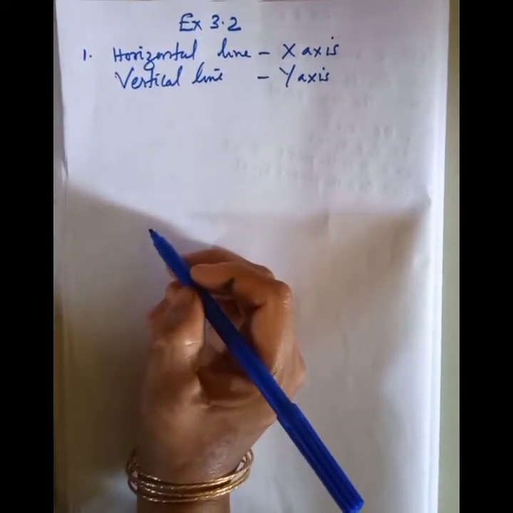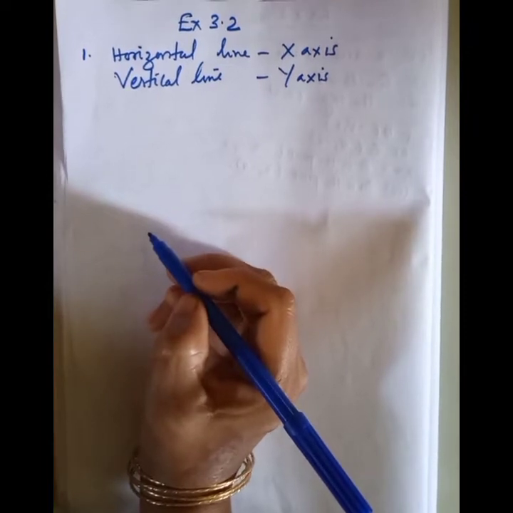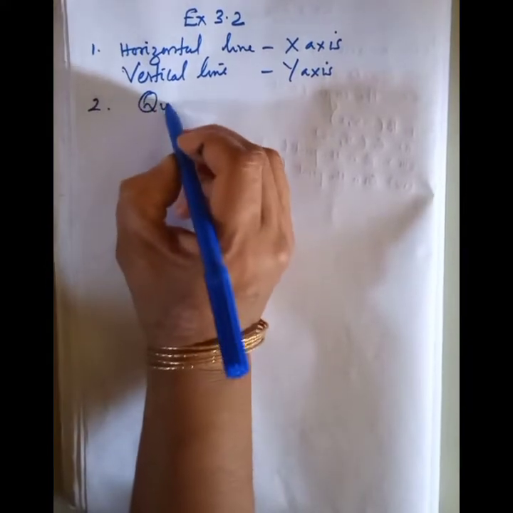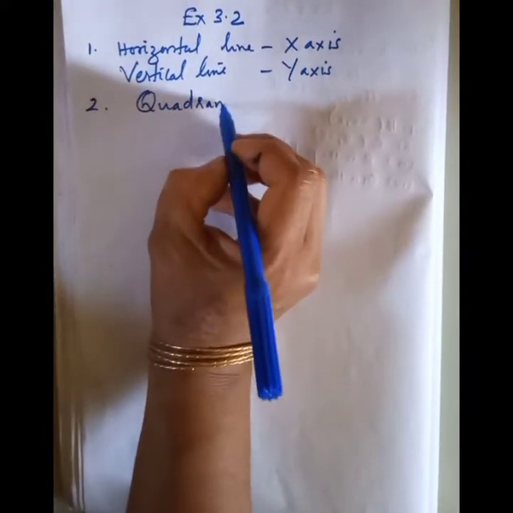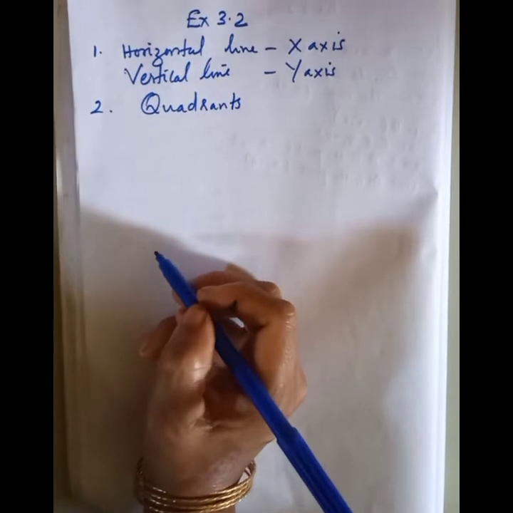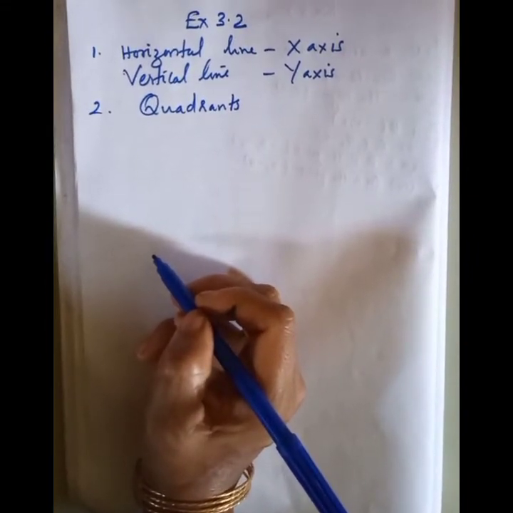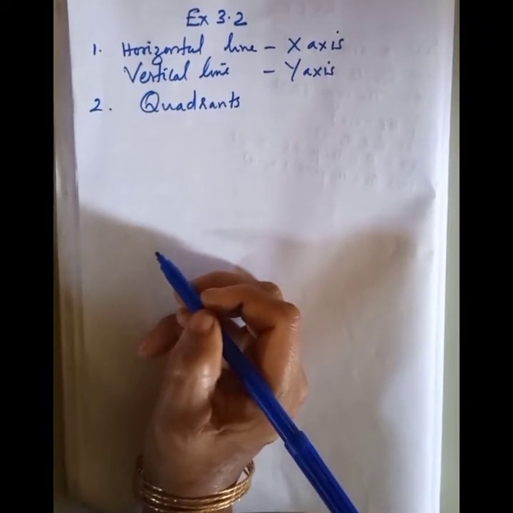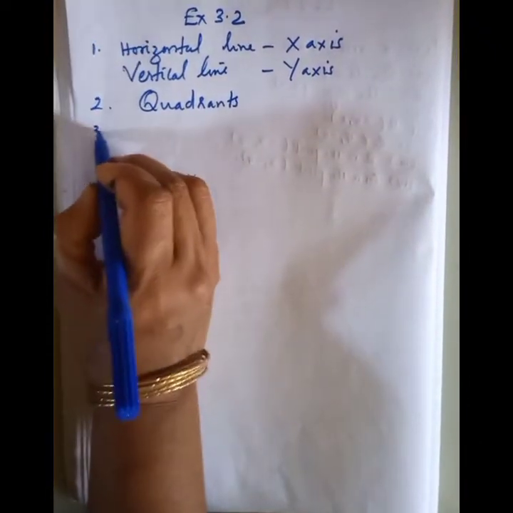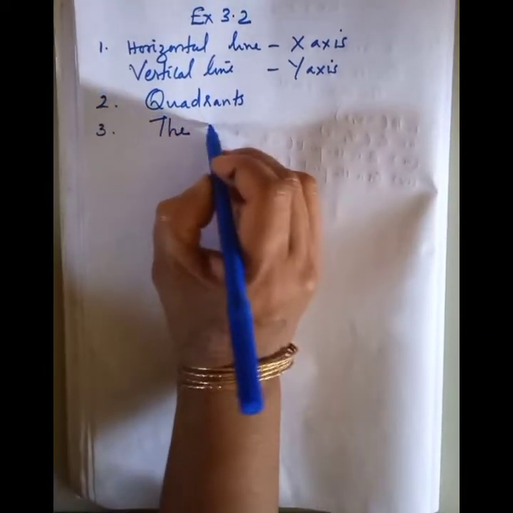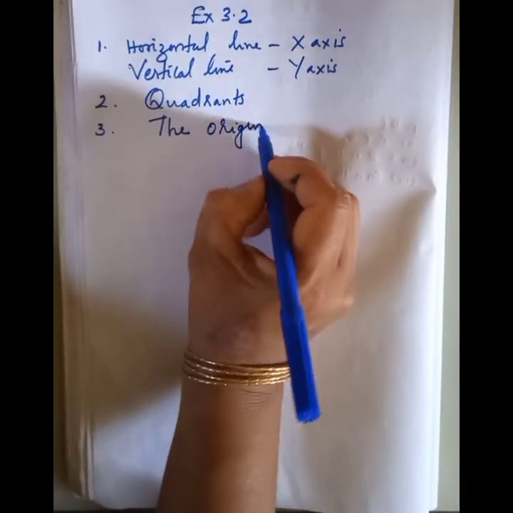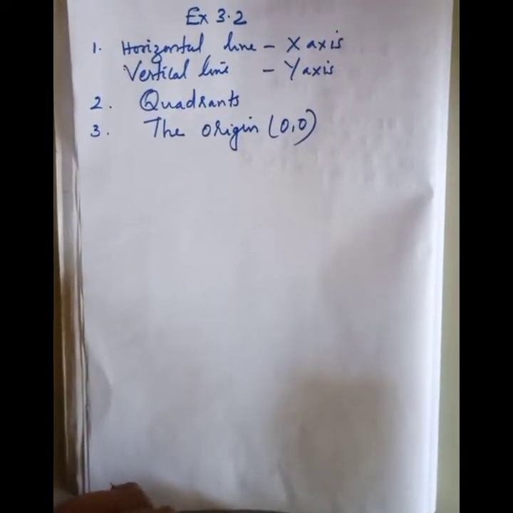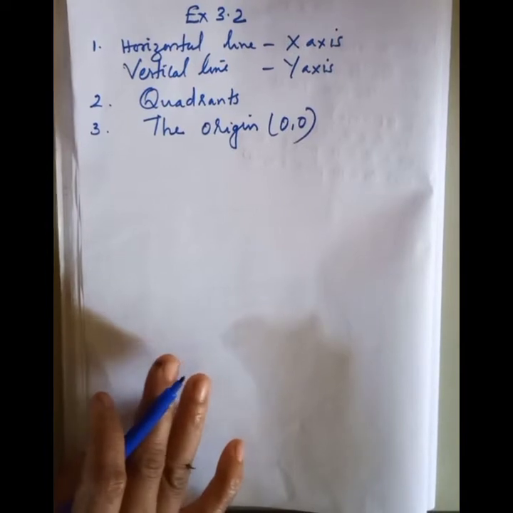And what is the name of each part of the plane formed by these two lines? What will we call that? We call them quadrants. The perpendicular lines, both the lines will intersect at the origin. It divides the plane into four quadrants. Then the third question: write the name of the point where these two lines intersect. The origin. What is the coordinate of the origin? 0, 0. The ordered pair 0, 0. That is the origin.